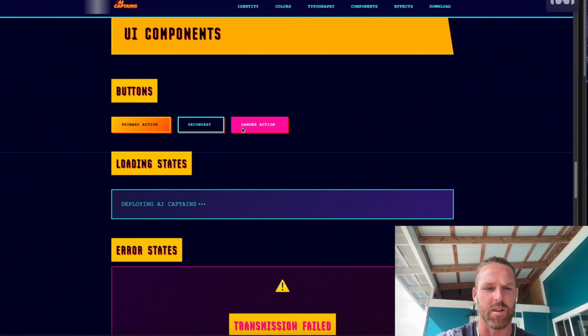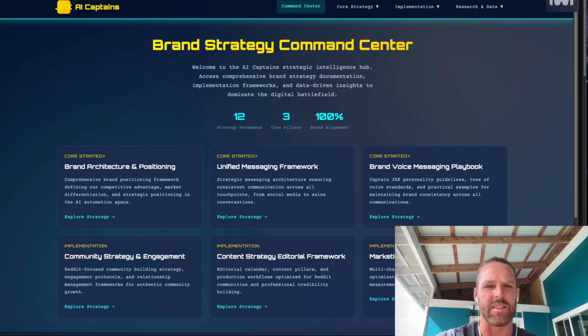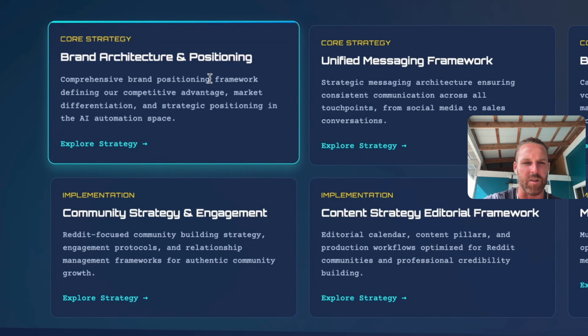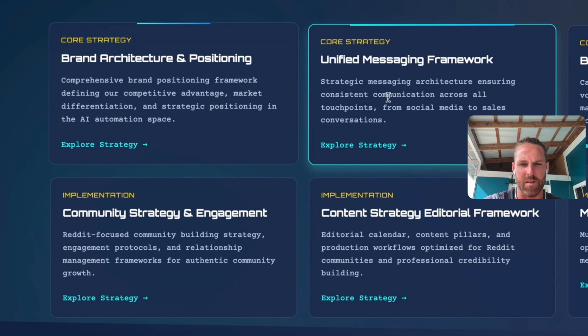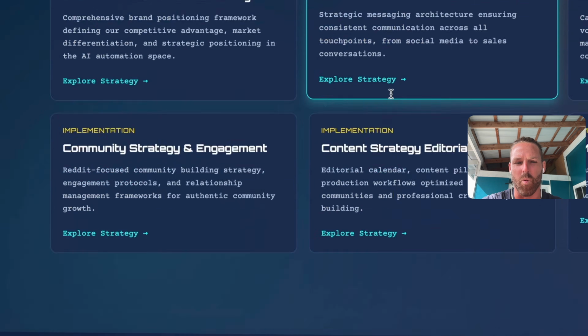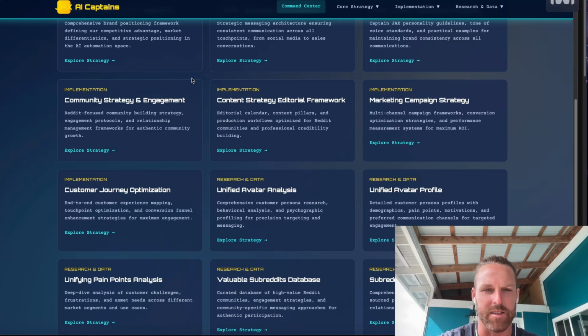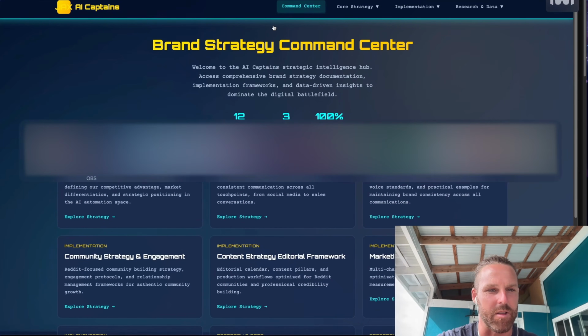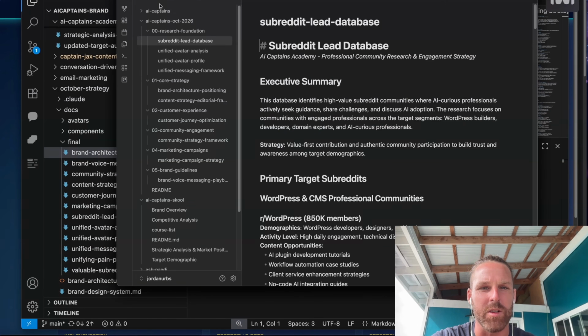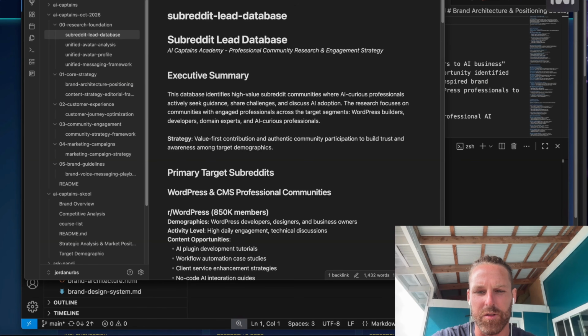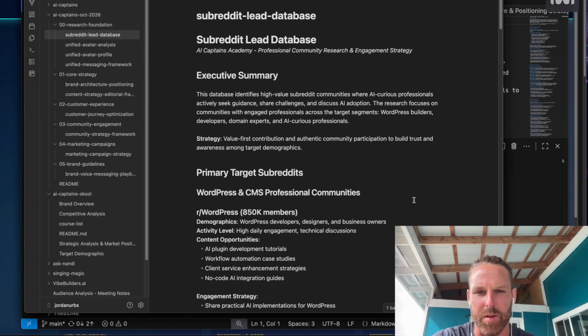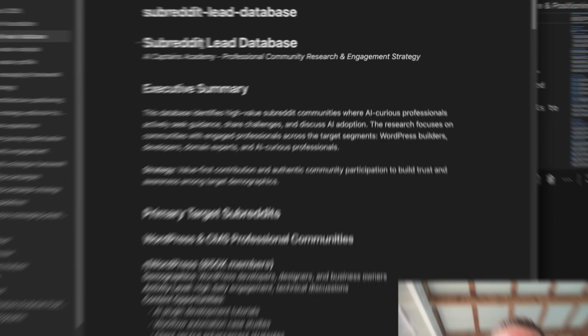Here are the official colors. This is the brand style guide. And version 2 is, okay, what is the brand? What is the messaging? Who is the exact audience? And I think I deleted most of these files because I didn't like how they looked. So the first thing is, I'll show you how I did this in just a minute, but this is just the results. So I have a subreddit lead database.